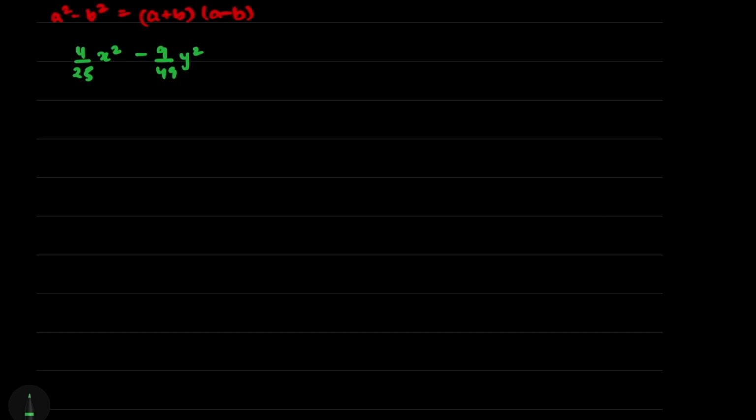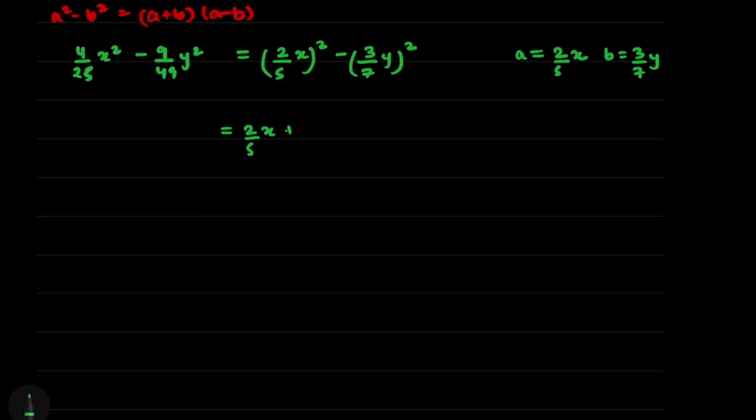So 4 by 25 can be written as 2 by 5, and x squared, so (2 by 5 x) whole square. And then we can write 9 by 49 y squared as 9 as 3 and 49 as 7. So now we have the values of a as 2 by 5x and b as 3 by 7y. Let's write that down. So our factorized version would be (2 by 5x plus 3 by 7y)(2 by 5x minus 3 by 7y). So that's our factorized form for this.